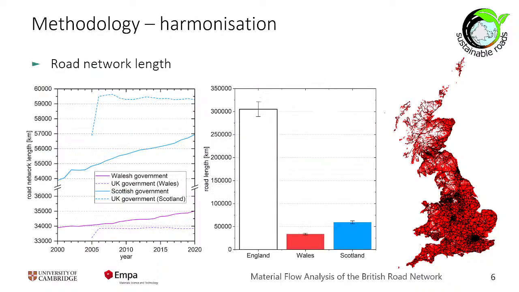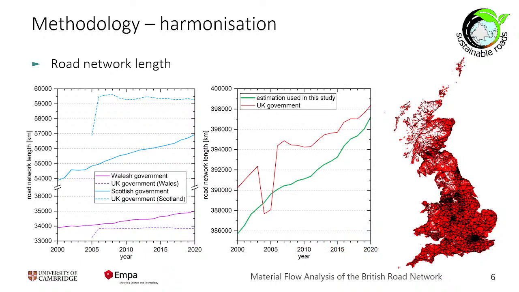I needed to do some harmonization before I could start, so I looked at the different road network data that was provided by different governments. We can see the UK government was a little bit overestimating or underestimating what was then published by the Welsh and the Scottish government, so I did a little bit of harmonization to come out with a better network. There were also data gaps in years or changes of methodology, so I flattened this all out to get one smooth curve in the end to calculate the road stock.